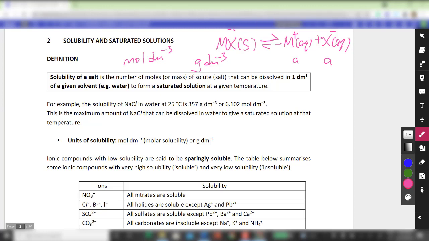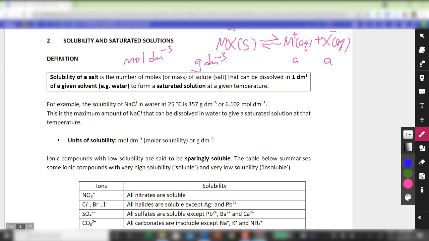If it's ambiguous, then the question usually will tell you whether it is in moles per dm cube or grams per dm cube. If the question didn't tell you, then you can assume that it should be in terms of moles per dm cube. In this case, sodium chloride is very soluble in water. The solubility is 357 grams per dm cube, or in terms of moles, 6.102 moles per dm cube. What this means is that it cannot dissolve beyond 357 grams of sodium chloride in 1 dm cube of water. If I add a bit more, then you will start to see precipitate coming out.